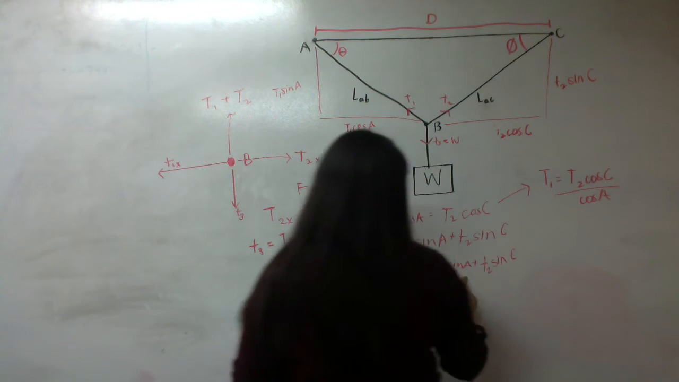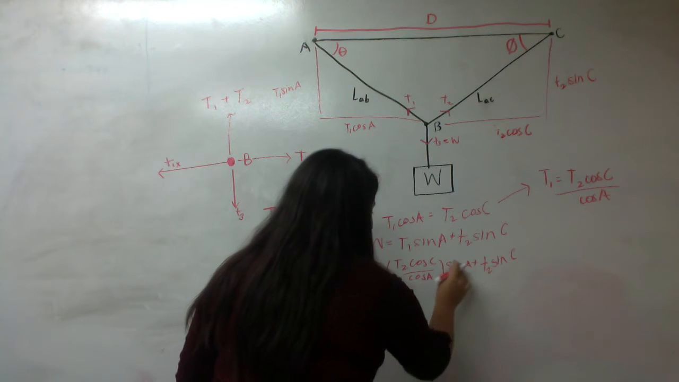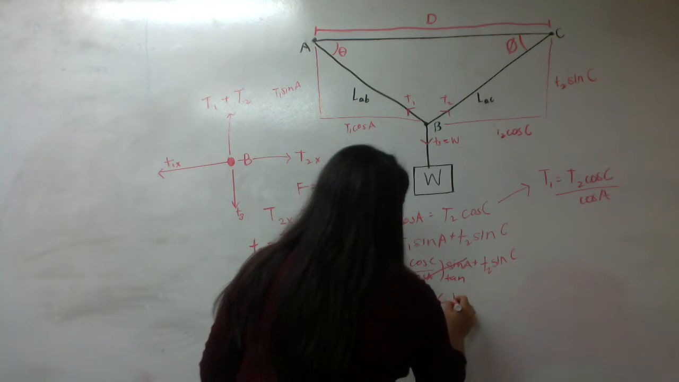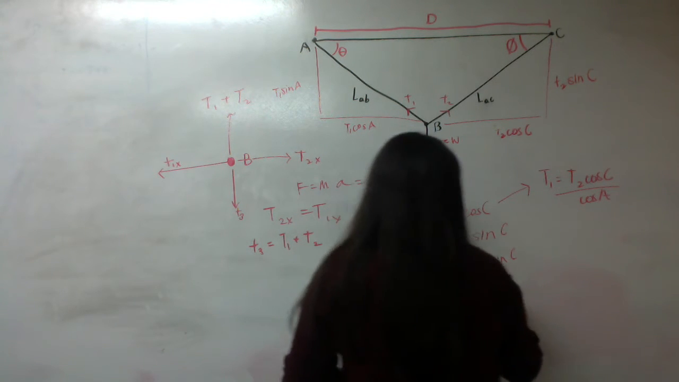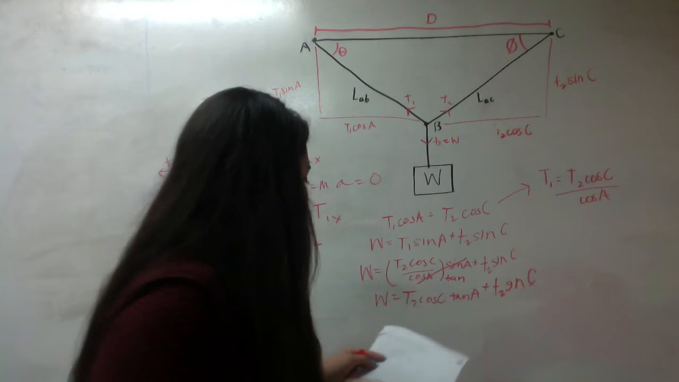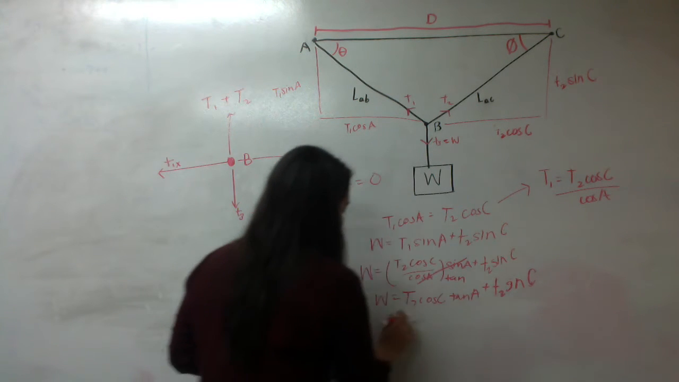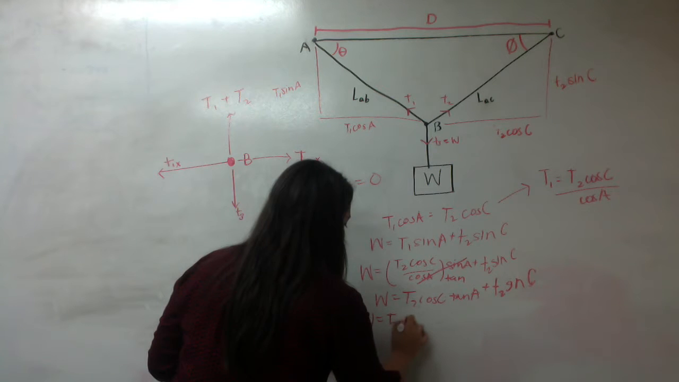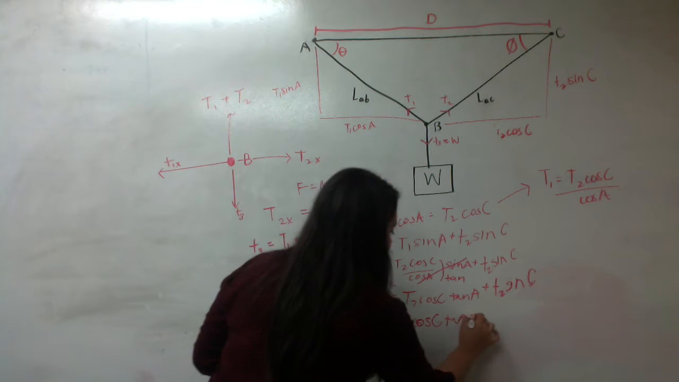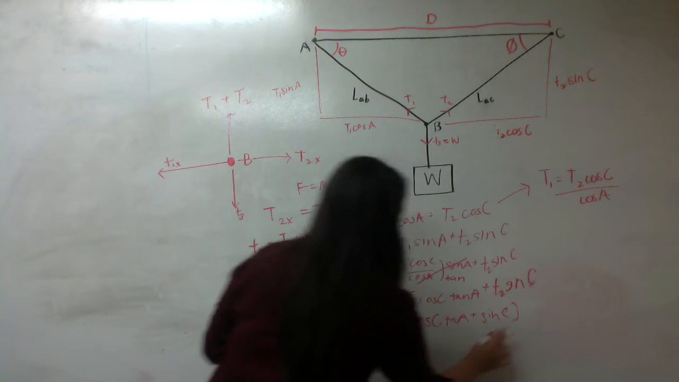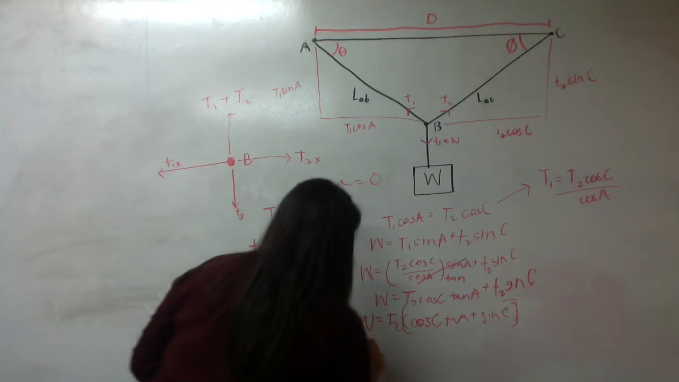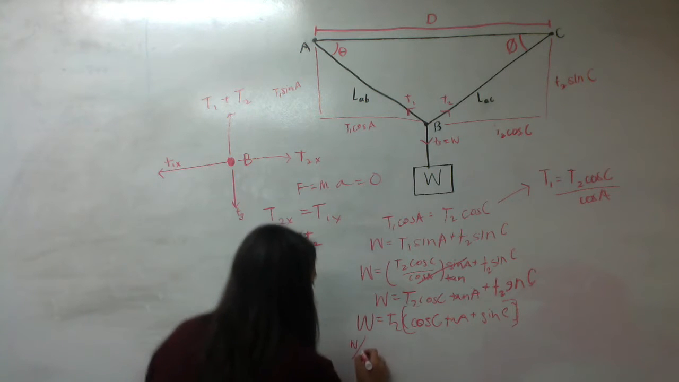Since sine over cosine is tangent, we can take that out and plug in tangent. So tension 2 cosine C times tangent of A plus tension 2 sine of C. Using that, you can pull out tension 2 from this side of the equation, leaving us with weight equals tension 2 times cosine C tan A plus sine C. That way you can divide this part by that part.